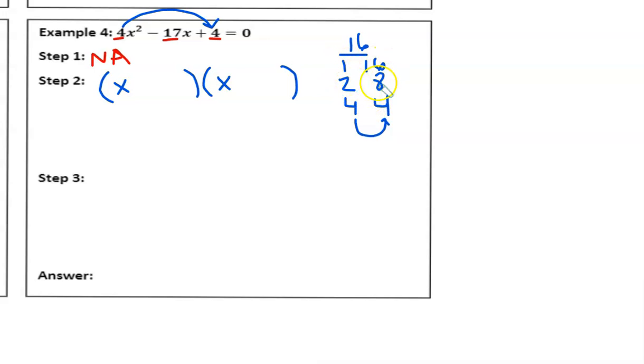Okay, I need to add these to get a negative 17. So remember, a positive times a positive is a positive, but I could also do negative times negative is a positive. So in order to add to get a negative, both of these are going to have to be negative. And it looks like negative 1 and negative 16 add together to get me my negative 17. So my numbers are going to be negative 1, negative 16.